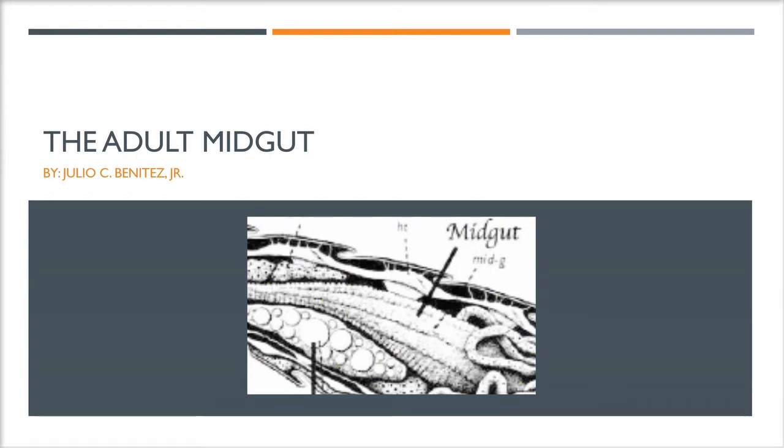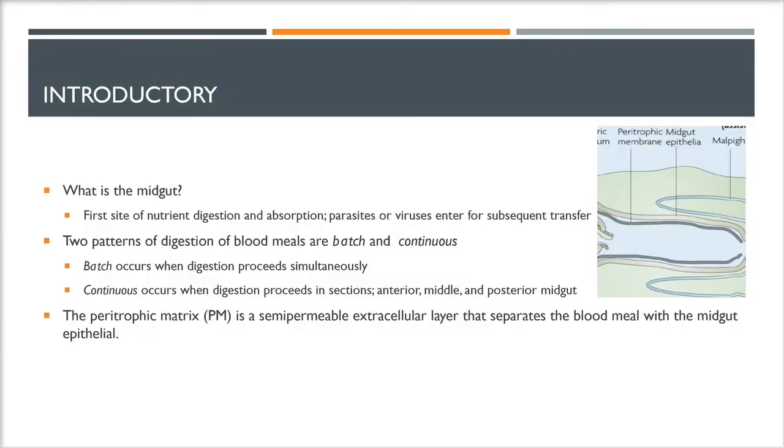Today I am going to be discussing the adult midgut in insects, blood-sucking insects to be exact. Introductory. What is a midgut? This might be the first thing we need to cover in order to understand the whole chapter. The main idea of this function is the ability to digest and absorb blood meals. It is also where the parasites and viruses enter the vector for subsequent transfer to a vertebrate host.